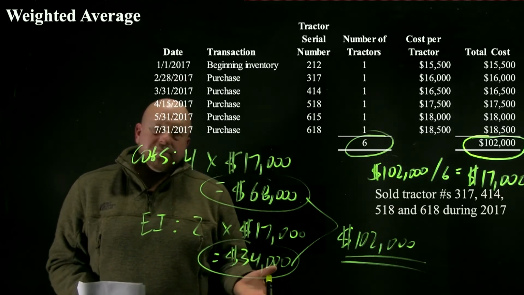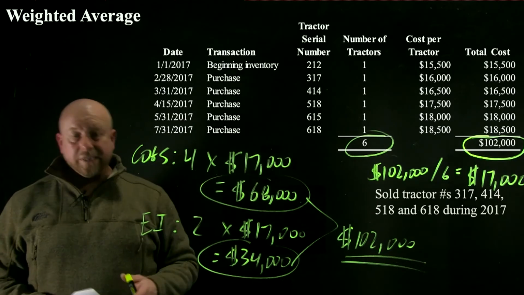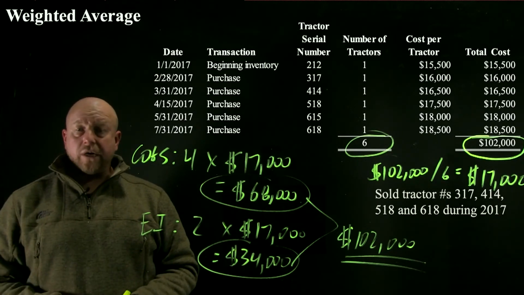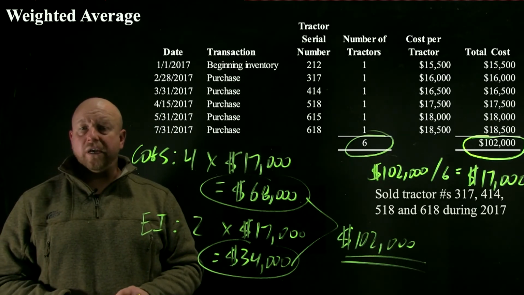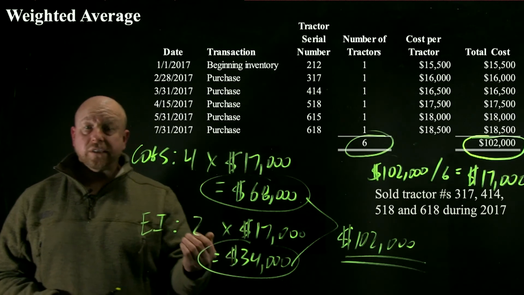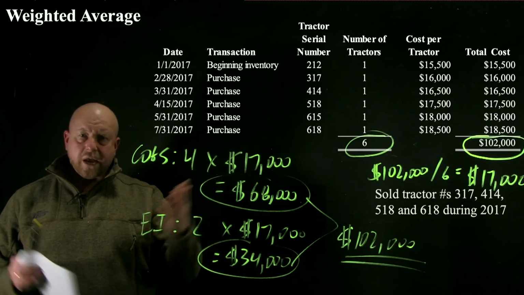It's basically saying, all right, we're going to ultimately compromise, and we're going to say the average tractor costs $17,000, and if we sell a tractor, the cost of goods sold will be $17,000. If it's still in inventory, we'll assume the cost is $17,000. Then we can finish our financial statements, and everybody's happy. We get to go home.